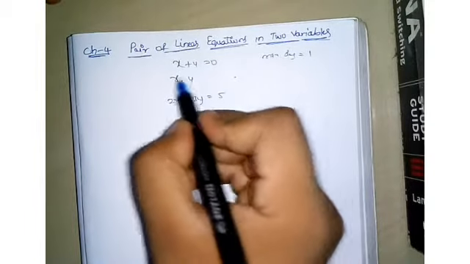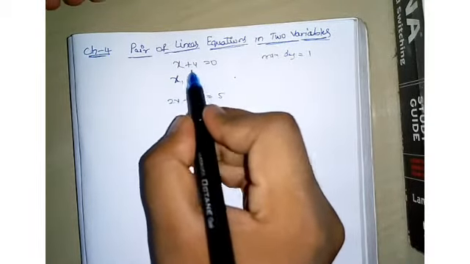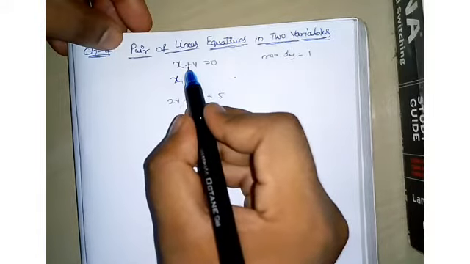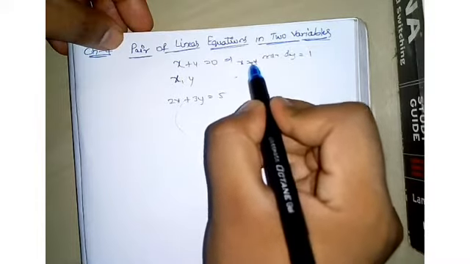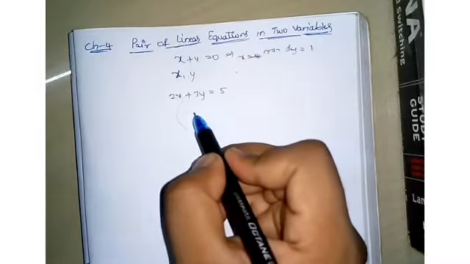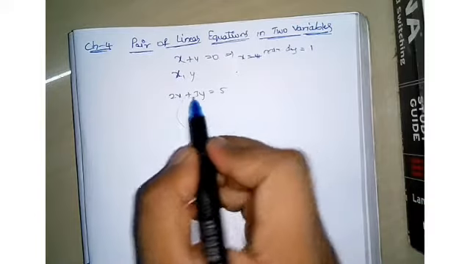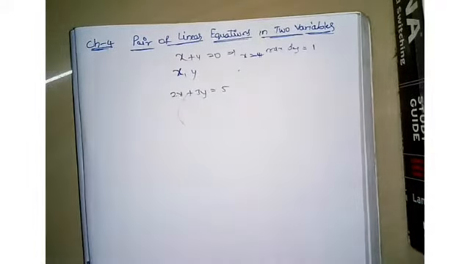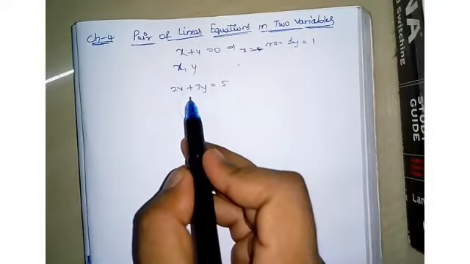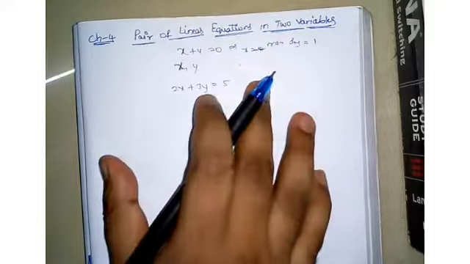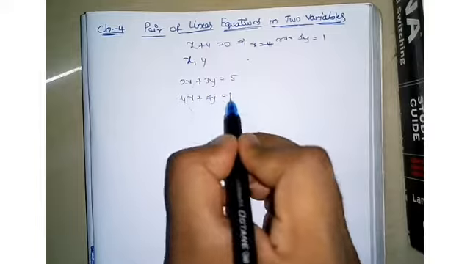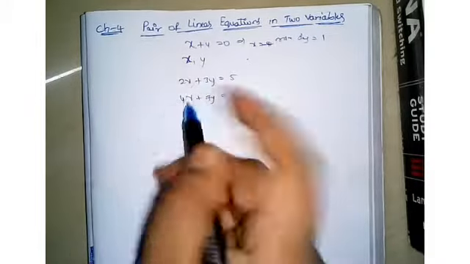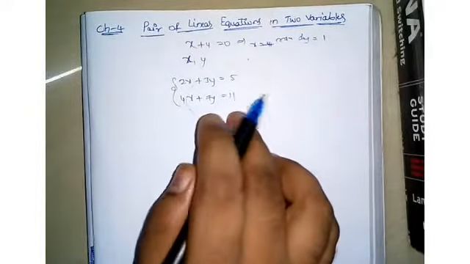For a linear equation, since there is only one variable, you can find the solution for linear equation with one equation. Here x plus 4 equals 0 implies x is equal to minus 4. But for a linear equation in two variables, since you have two independent variables, you need one more equation to find the solution. So for example, another equation 4x plus 7y is equal to 11. Using these two equations, you can find the solution.